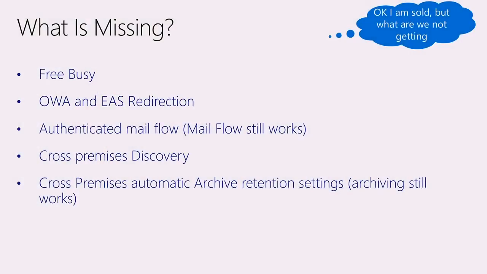OA and EAS redirection. What I'm referring to there is, in a full hybrid deployment, if you go to Office 365 and go to essentially the wrong side of the deployment and attempt to log in, we have the ability to redirect your connection to the right location. So your end users, as I mentioned, don't really have to know where their mailbox is. We'll get them there.